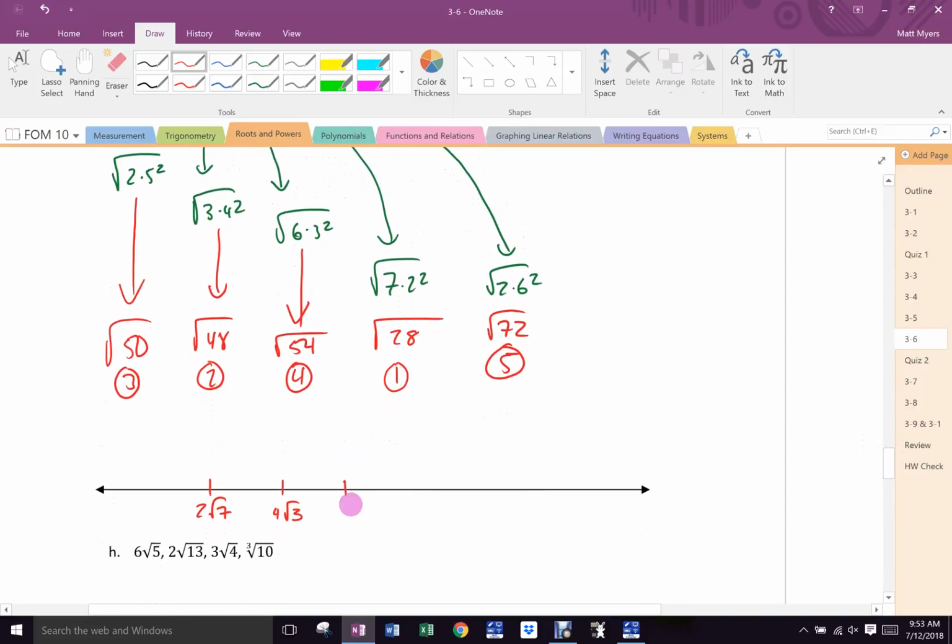Yes, Jimmy. Are we going to be able to use the perfect squares? No. That's why I said memorize.